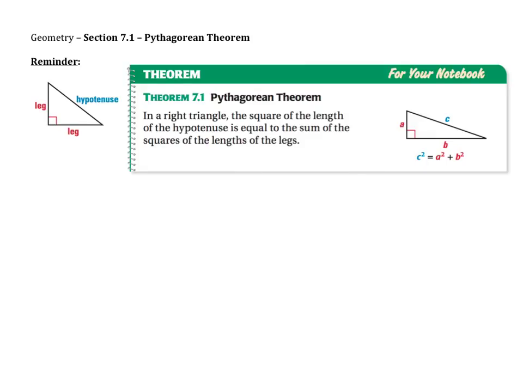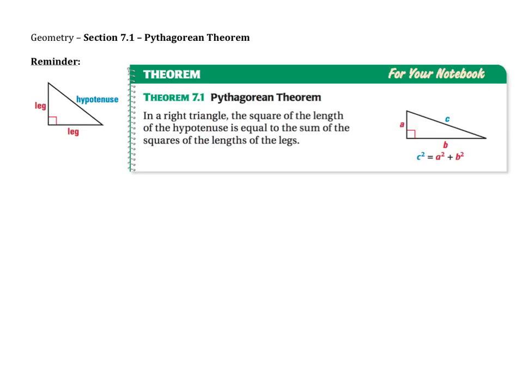Chapter 7 is the start of trigonometry, but first, in section 7.1, we'll have our formal introduction to the Pythagorean theorem. So the Pythagorean theorem states, in a right triangle, the square of the length of the hypotenuse is equal to the sum of the squares of the lengths of the legs.